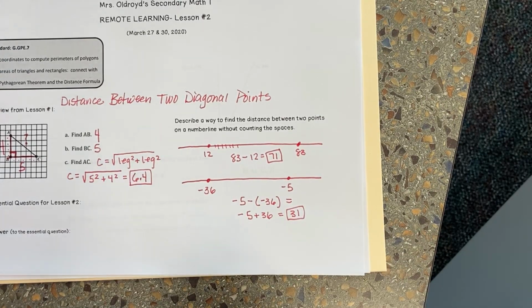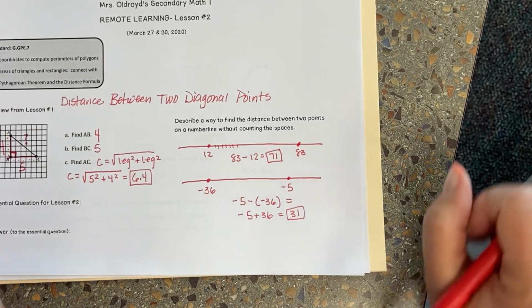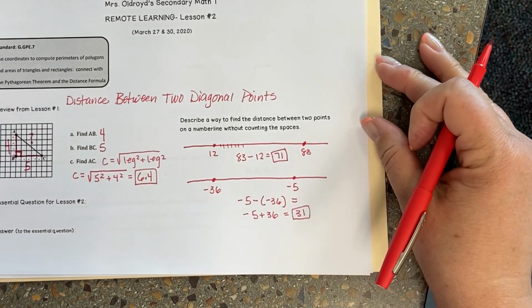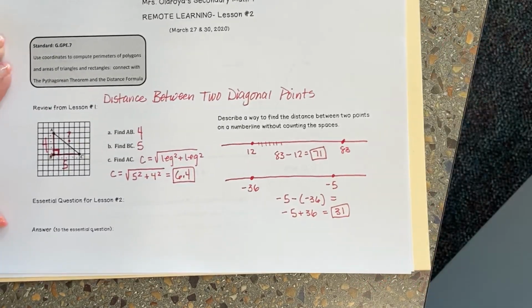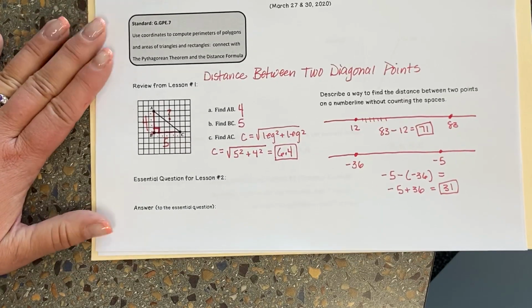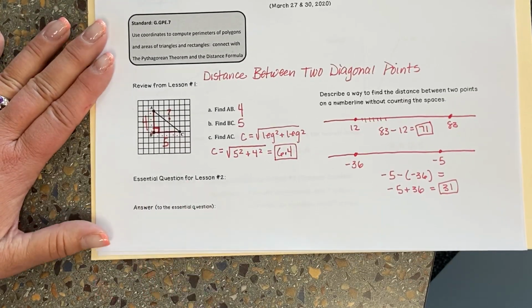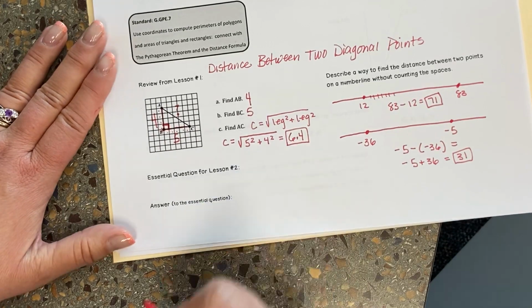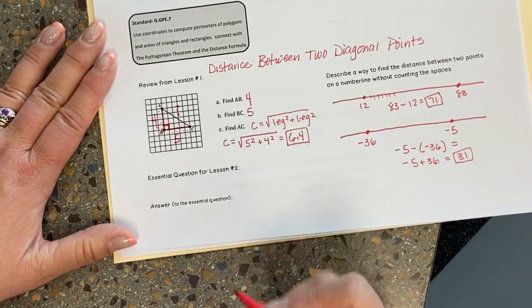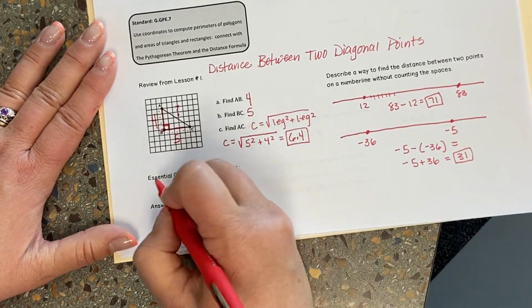So you're not always just going to be counting. Sometimes you're going to have to do math to figure out how far apart they are. Okay, so lesson number 2. Here we go. Essential question for lesson number 2. Write this down. How do I find the distance between 2 points?